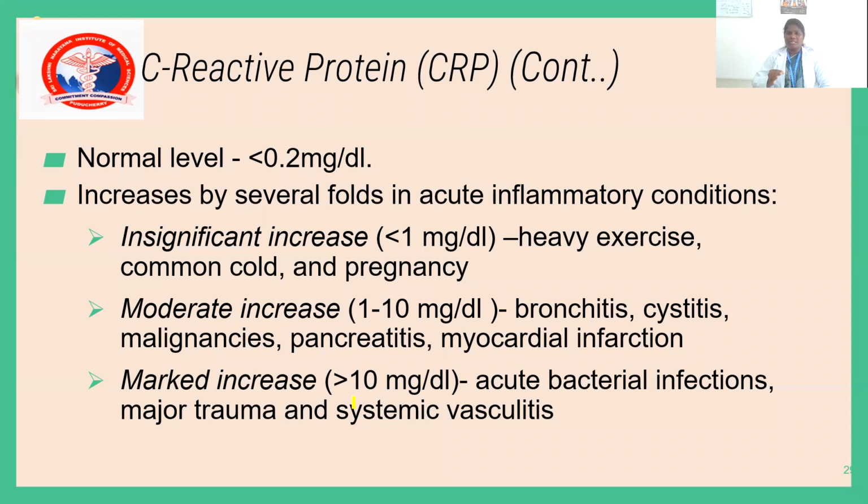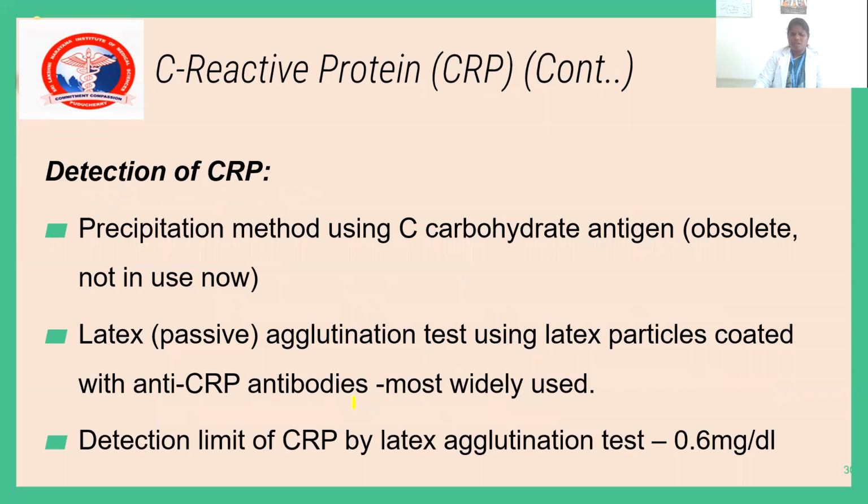That's why it is already 0.6 milligram per deciliter. It can happen even if you have done heavy exercise, or with a common cold, or in case of a pregnant woman, the level will go to 0.6 to 1. So you have to take a cutoff. If it goes more than 0.6, it is accountable as a significant value.